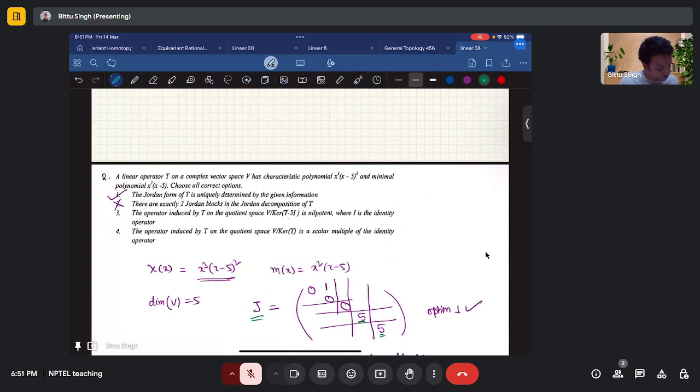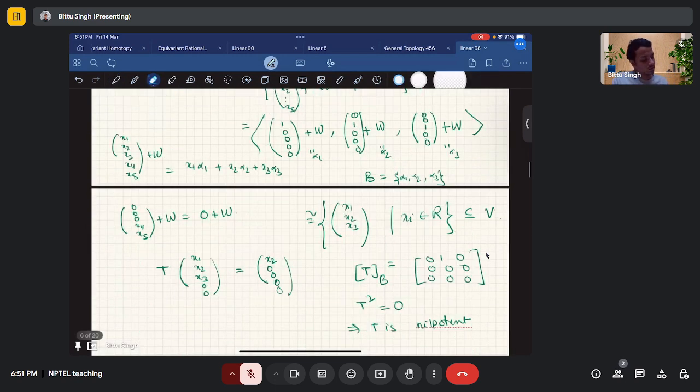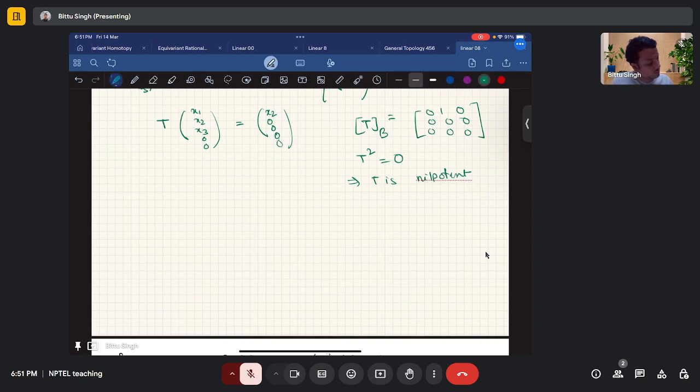So this is actually true. The operator induced by T on the quotient space is actually nilpotent. Now for option 4, let us look at what happens when we do the same thing for V mod kernel T, whether it is a scalar multiple of the identity operator or not. Okay, so let us see what happens when we do the same process on V mod kernel T.